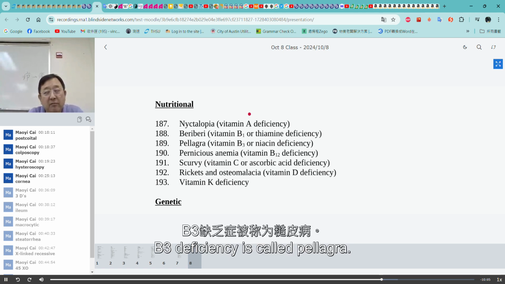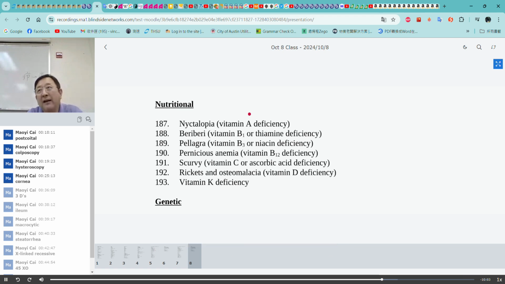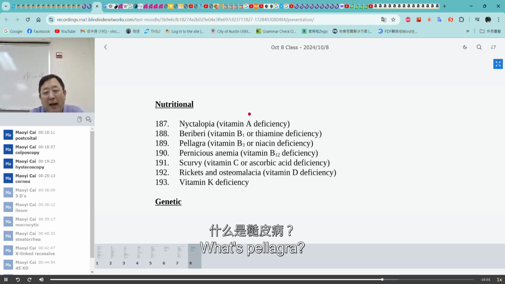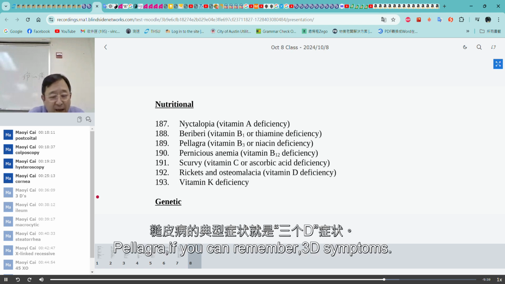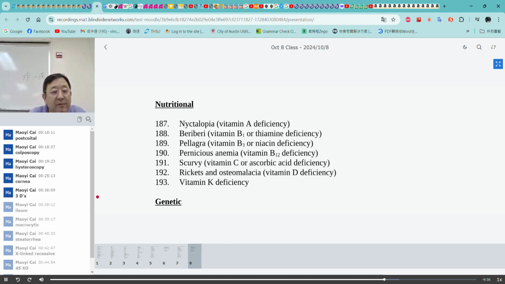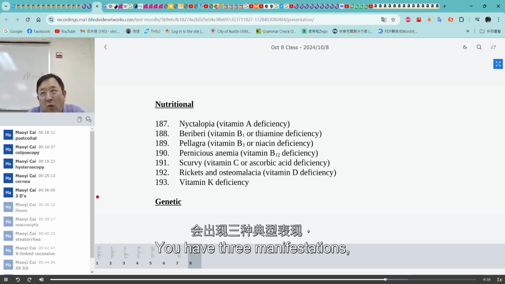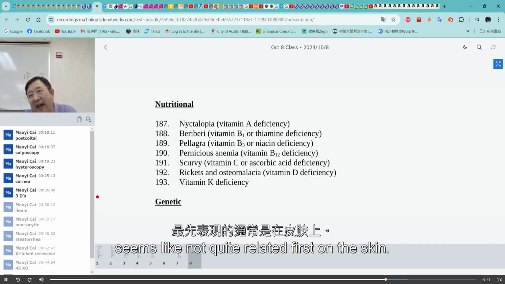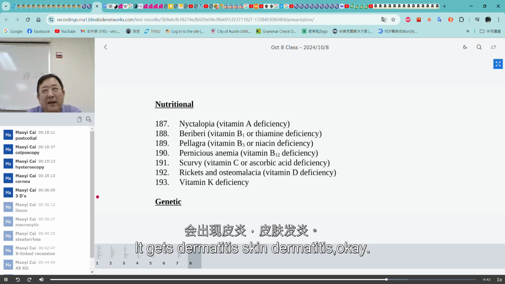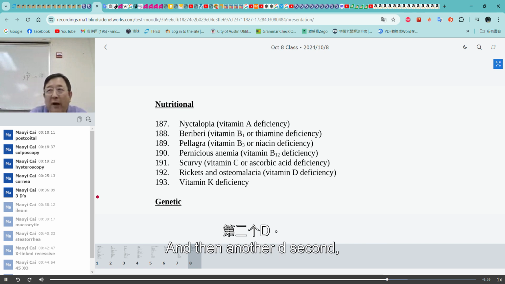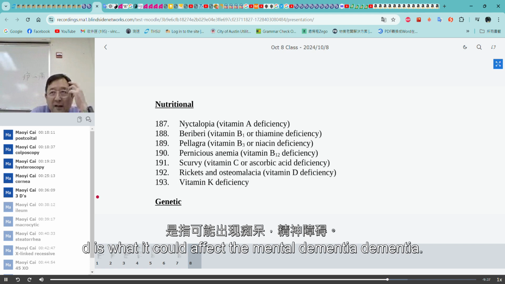B3 deficiency is called pellagra. What's pellagra? If you can remember, 3 D symptoms. If you don't have vitamin B3, niacin, you have 3 manifestations. It seems not quite related. First, on the skin, it gets dermatitis. Skin, dermatitis. Okay? And then the second D is what? It could affect the mental, dementia.